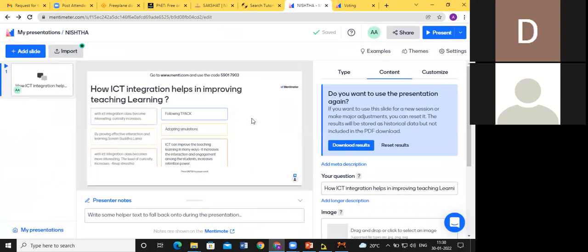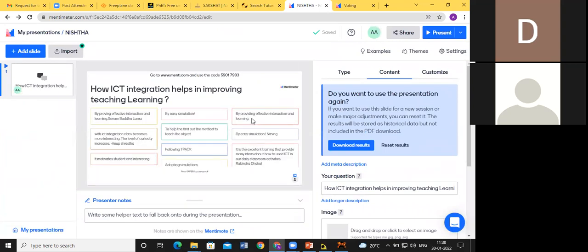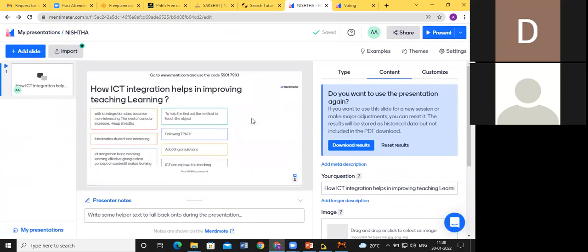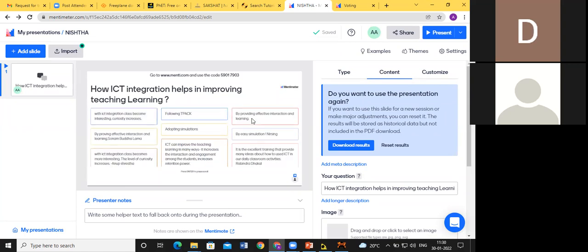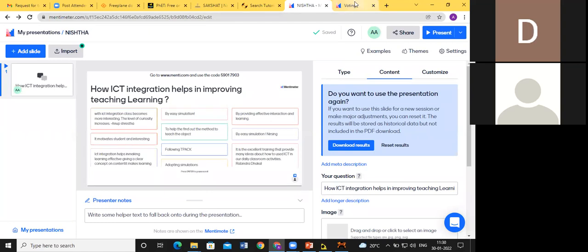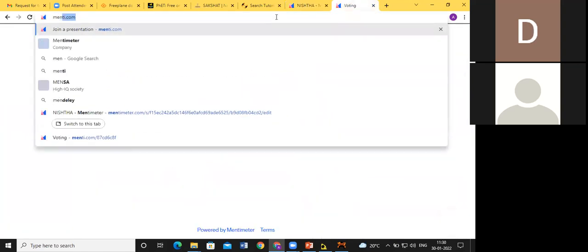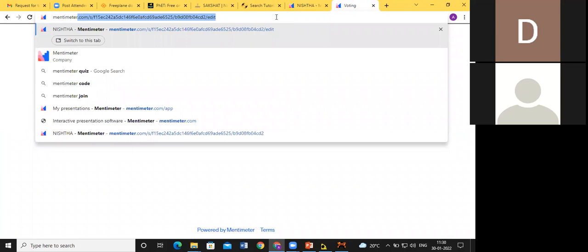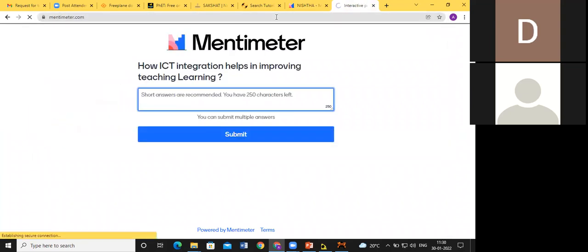Okay, such ICT activities you can do. They are not subject specific. You can use them at any time. So how can you go for this one? First, you have to type menti.com. That is Mentimeter. You have to go to mentimeter.com.